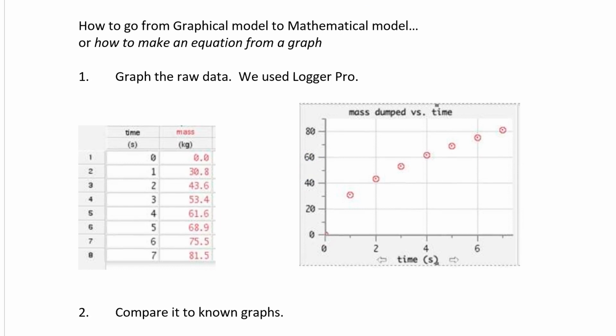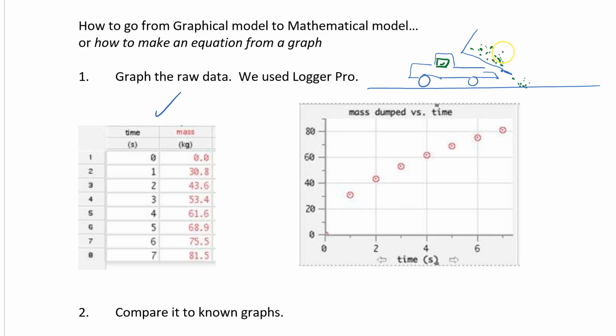How to go from the graphical to mathematical model. It's something I'm going to be asking you to do in your assessments. So the first thing is to graph that raw data. Here's an example. Someone collected time versus mass. As the time went by, it looks like mass dumped versus time. It might be, maybe a dump truck. Here's my really bad drawing of a dump truck that's dumping sand as the time goes by. As the time goes by, it dumps more and more sand, so maybe that's what it is.